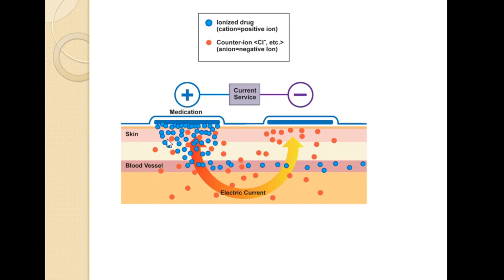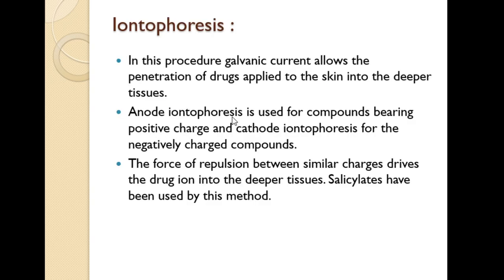In this method we don't need any type of needles, or any types of instruments to introduce the drug in the skin. Like in implants we have to prick and place the drug, but for iontophoresis we avoid any such needles. So anode iontophoresis is used for compounds bearing positive charge, and cathode iontophoresis for the negative charge compounds. The force of repulsion between similar charges drives the drug into the deeper tissues. Example is salicylates have been used by this method.